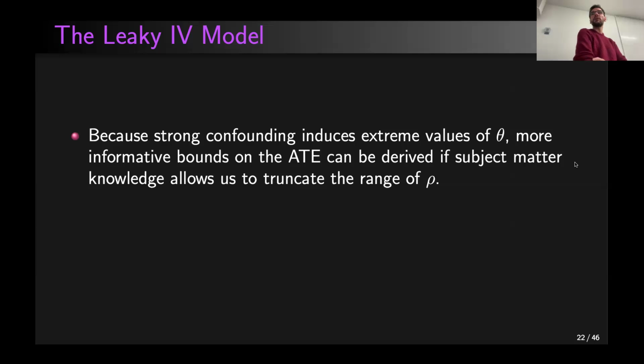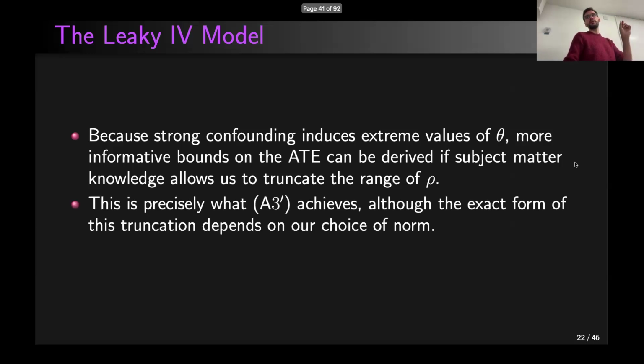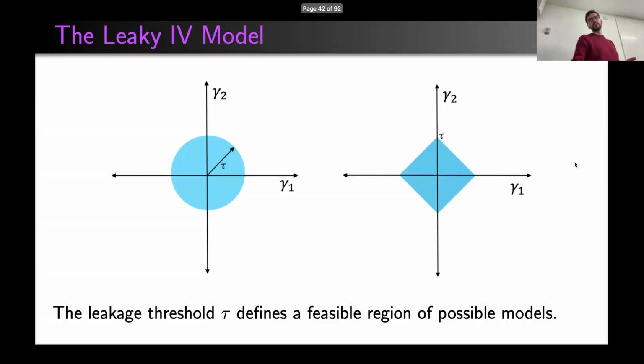So because strong confounding in either direction induces extreme values of theta, more informative bounds on the ATE can be derived if we can truncate that range. So we're not going to let rho go to literally 1 or -1. It's got to be a little bit tighter. And that is, in effect, what A3 prime achieves. That's the tau exclusion criterion. But the exact form is going to depend on the choice of norm. So I'm just going to stick with this L2 thing. I think it's the easiest to imagine, but there are other norms we could consider.